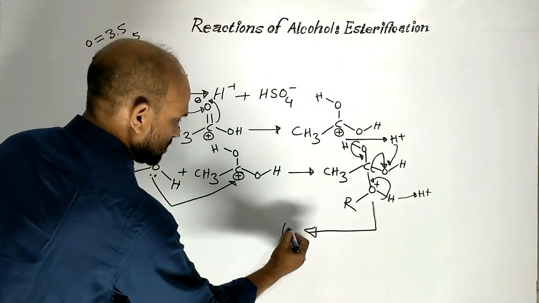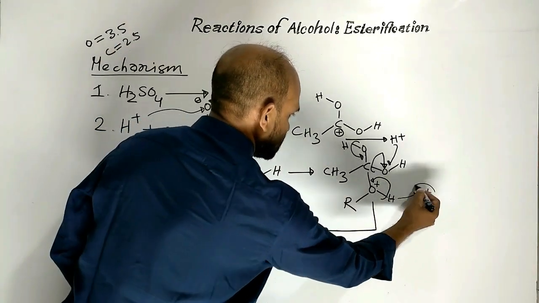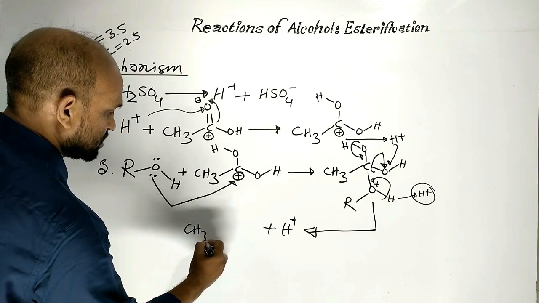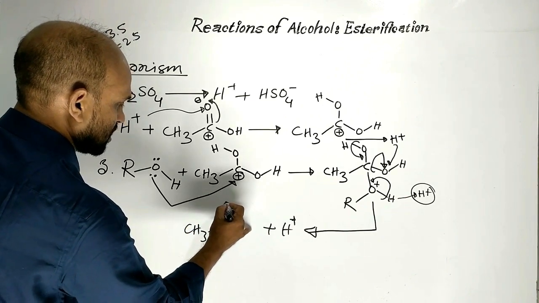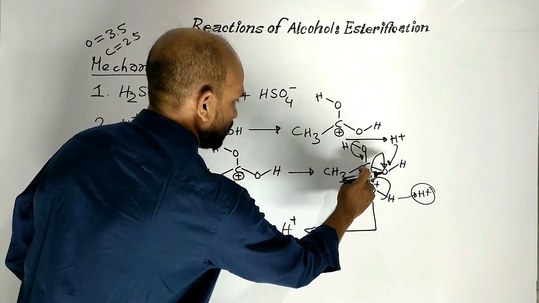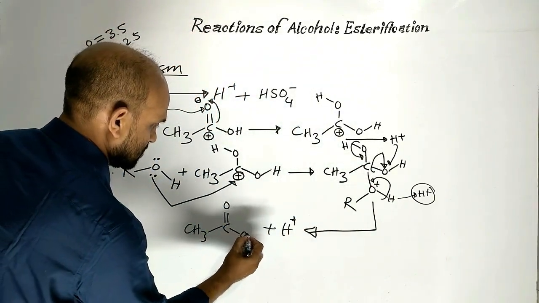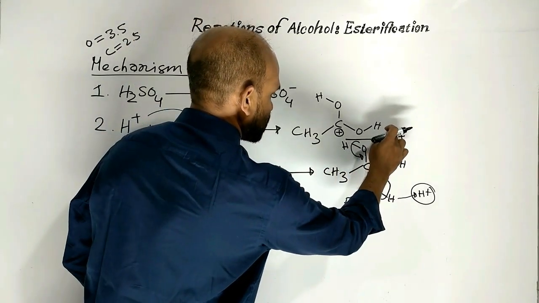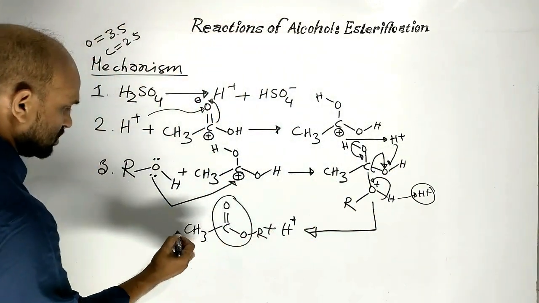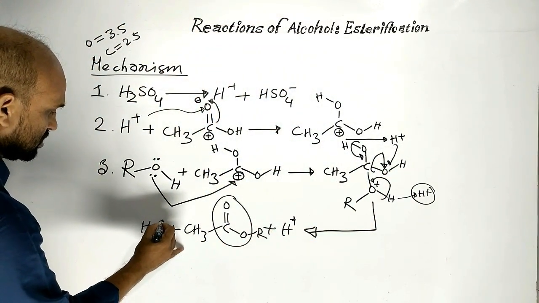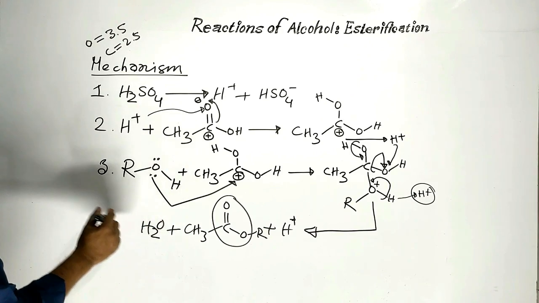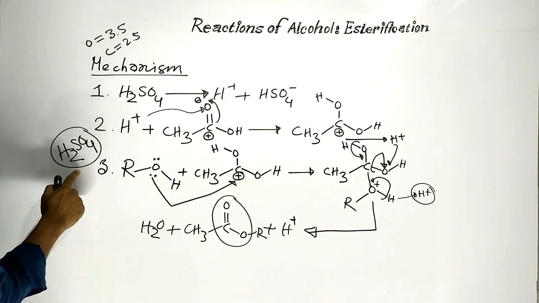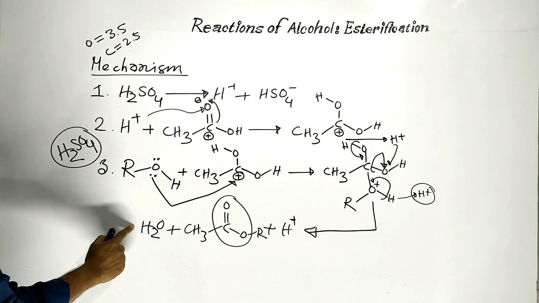Now, this proton and here CH3 carbon oxygen double bond, carbon oxygen R. That is, ester is formed. When this proton combines with OH group, water is formed. This water combines with sulfuric acid because here sulfuric acid acts as a dehydrating agent.